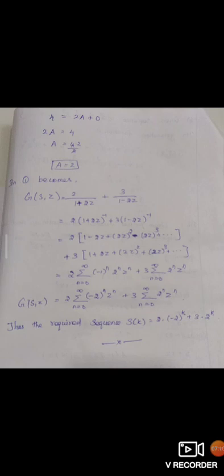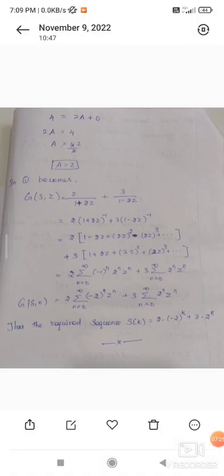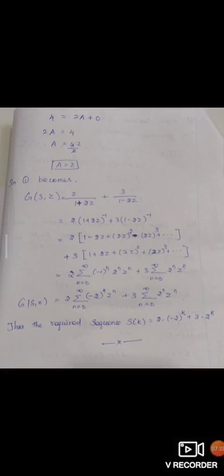And the last step, g(s, z) = 2 into summation n equal to 0 to infinity, here (-1)^n into 2^n, we have to write it as (-2)^n into z^n, plus 3 into summation n equal to 0 to infinity 2^n into z^n. Hence the required sequence is s_k equal to 2 into (-2)^k plus 3 into 2^k. This is our solution.